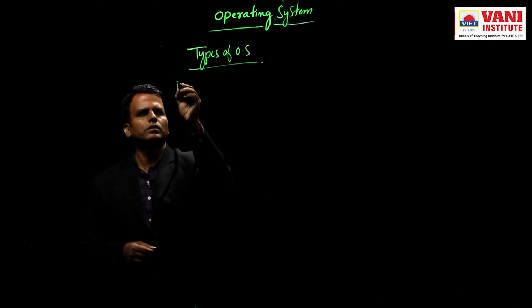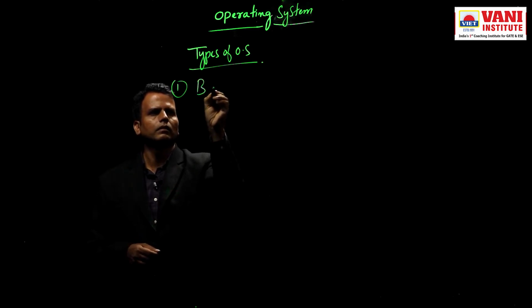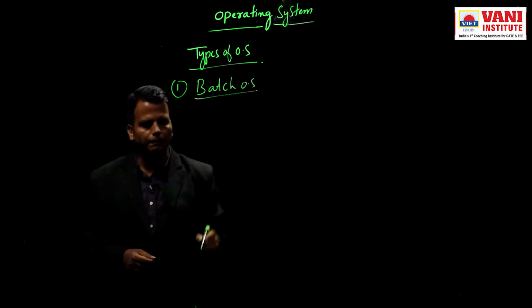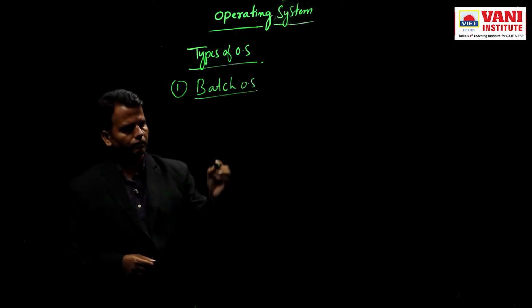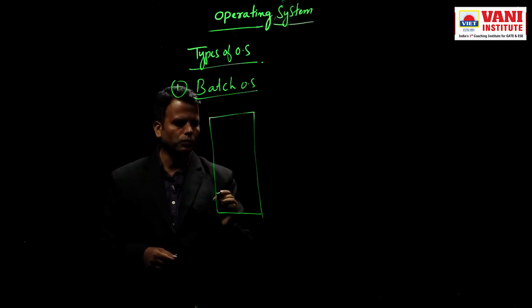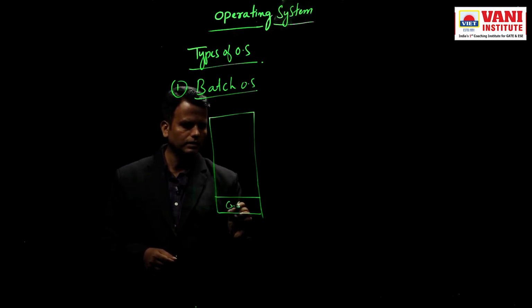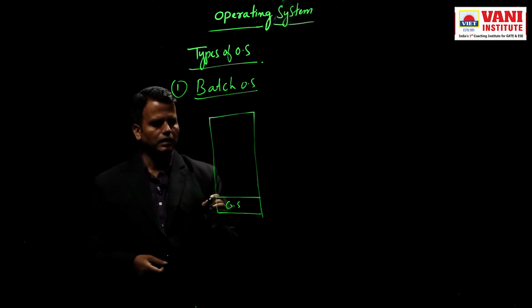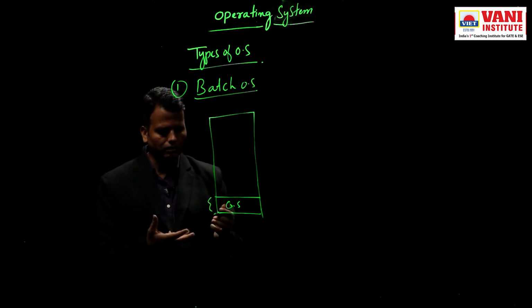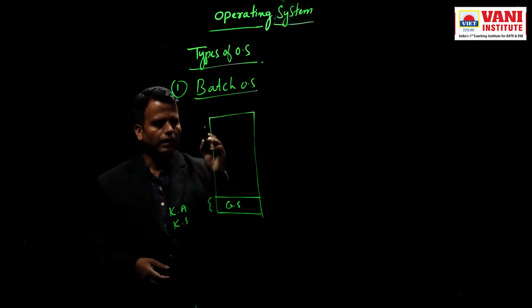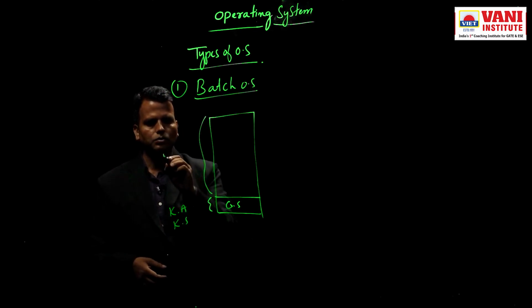The first one which I am going to discuss is batch OS. We know that memory is divided into two parts. One part is related with the operating system. It is also called kernel area or kernel space. And the other part is user area or user space.